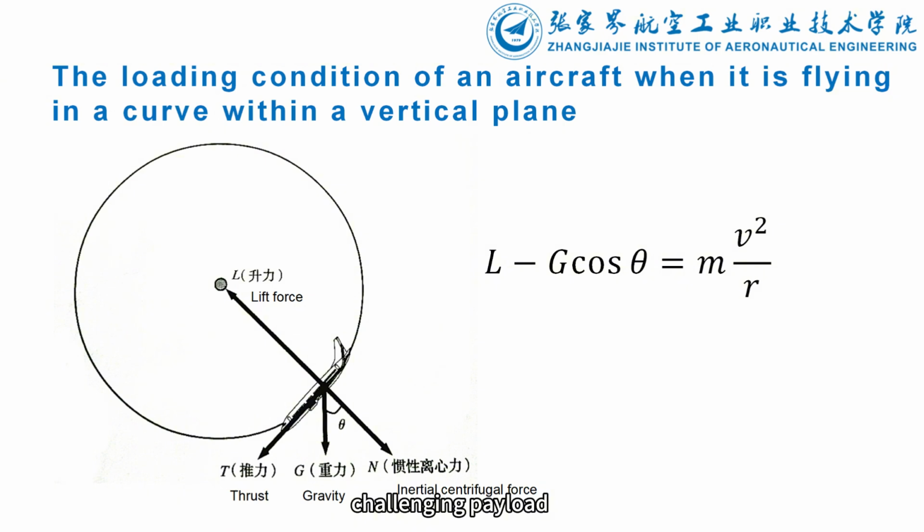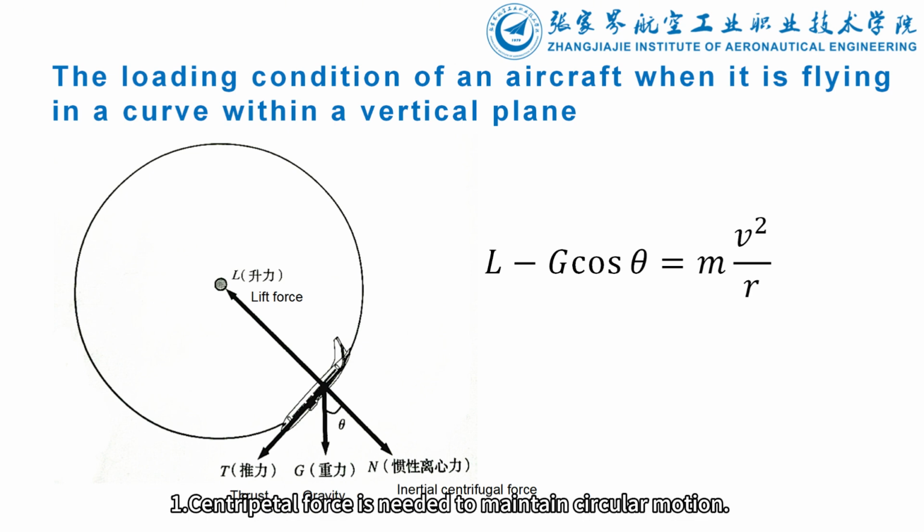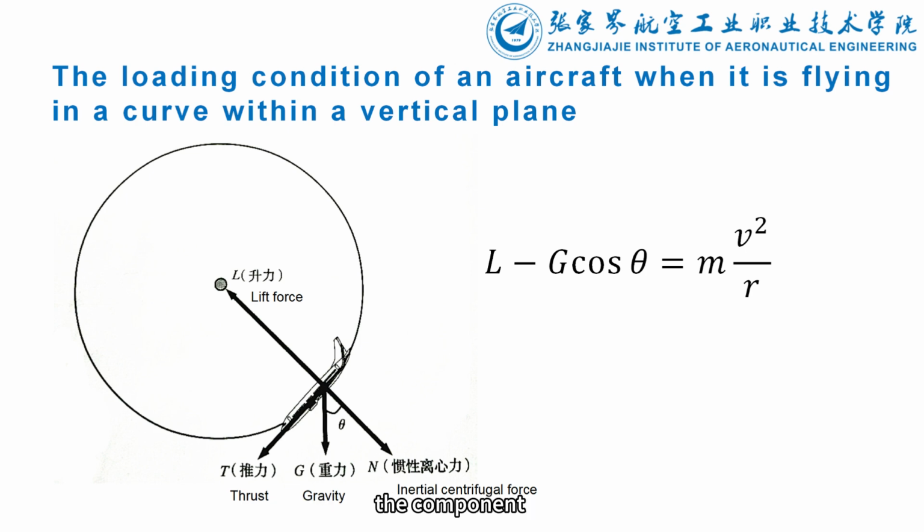Challenging payload, vertical plane maneuvers like somersaults. If the aircraft is doing a curvilinear flight in the vertical plane, such as somersaults, its trajectory is approximately a circle. At this point, 1. Centripetal force is needed to maintain circular motion. 2. This centripetal force is mainly provided by lift. 3. But gravity is also at work, so the actual equilibrium is: lift minus the component of gravity in the centrifugal direction equals centripetal force. That means the plane needs to generate a much greater lift than the gravitational force to do that.